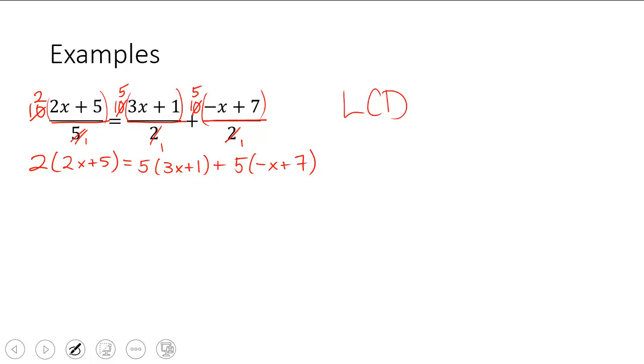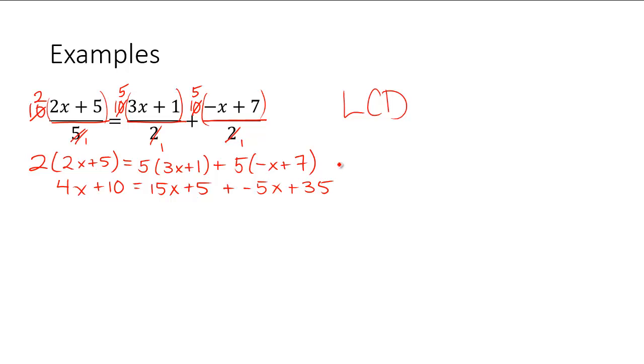All right, so now we can proceed as before. We can use the distribution property to multiply these out, giving us 4x plus 10, it's 15x plus 5, and negative 5x plus 35. Now we can combine like terms, so we've got 4x plus 10 on this side, that's done. Here we've got 15x minus 5x, giving us 10x, and then we've got positive 5 and positive 35, giving us positive 40.